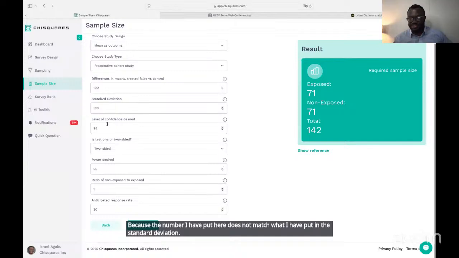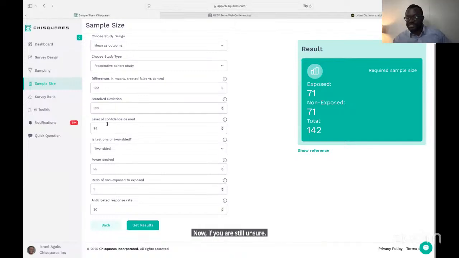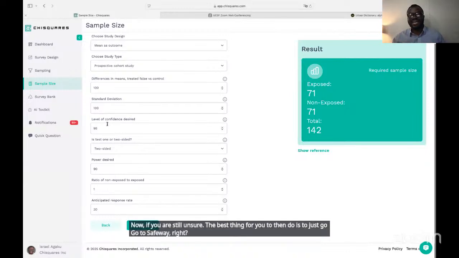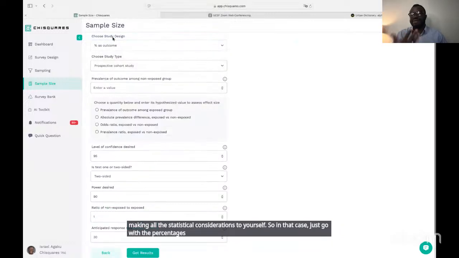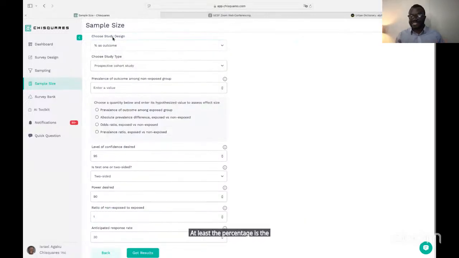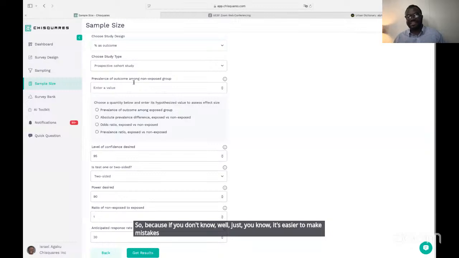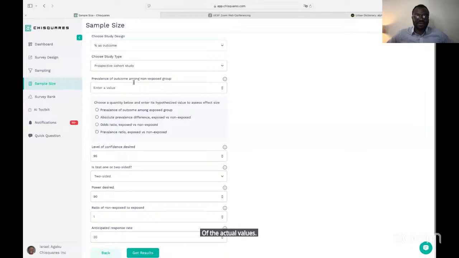Now, if you are still unsure, the best thing to do is to go the safe way, because you may not have all the patience and time to be making all the statistical considerations yourself. So in that case, just go with the percentages. At least with percentages, the chances of you going wrong are less. It's easier to make mistakes when you're dealing with means and standard deviations, because you don't know what you don't know. And sometimes it's hard to know even the true range of the actual values. I hope that answers your question.